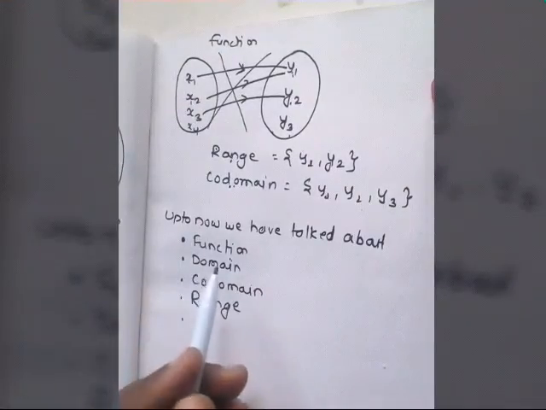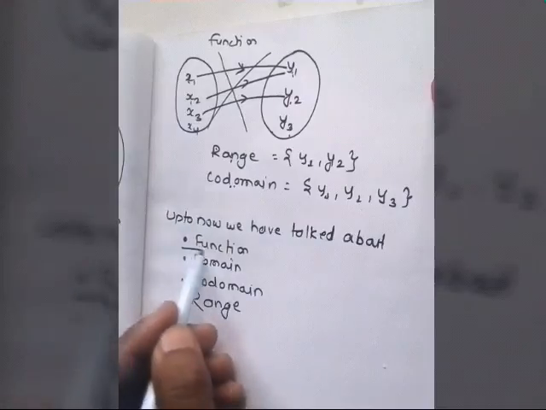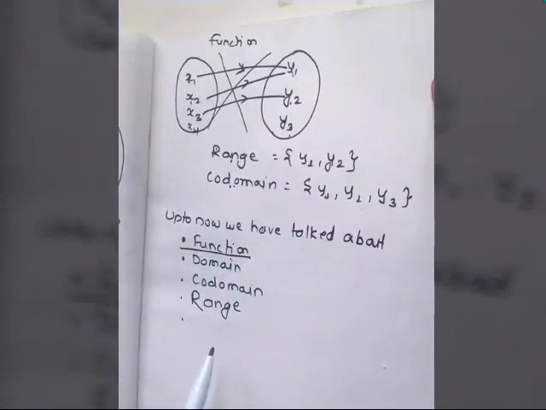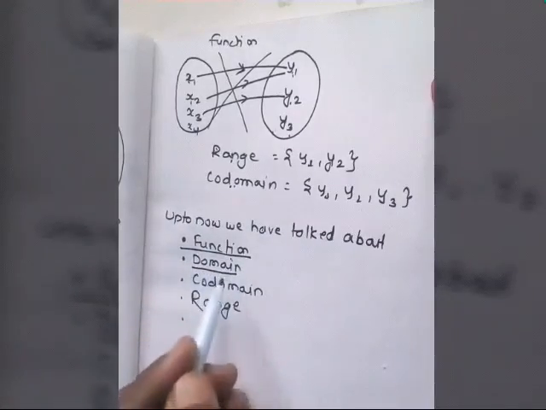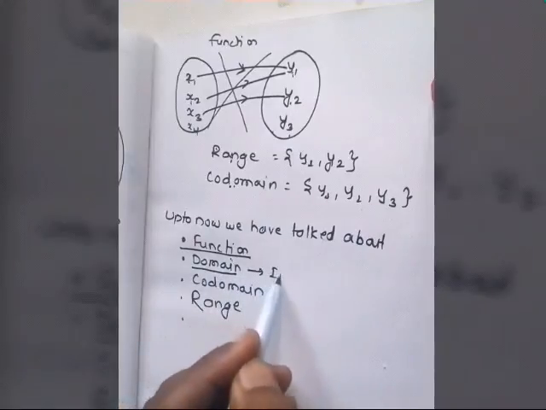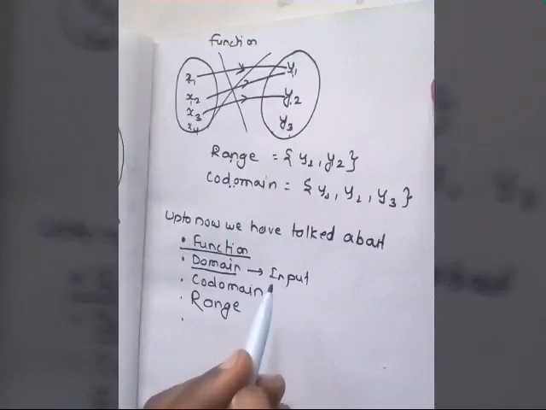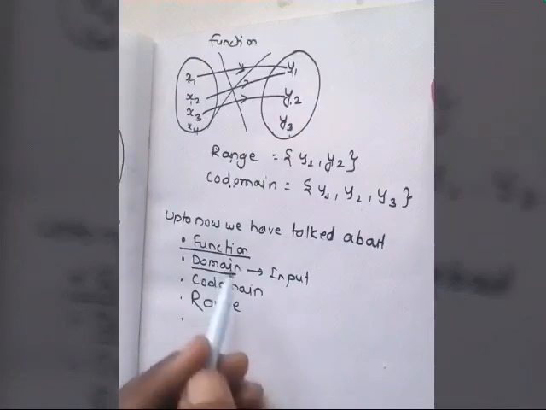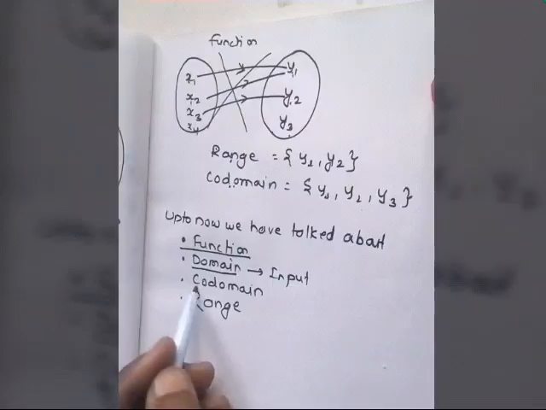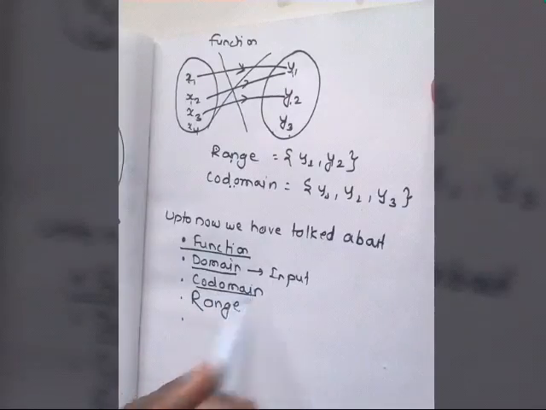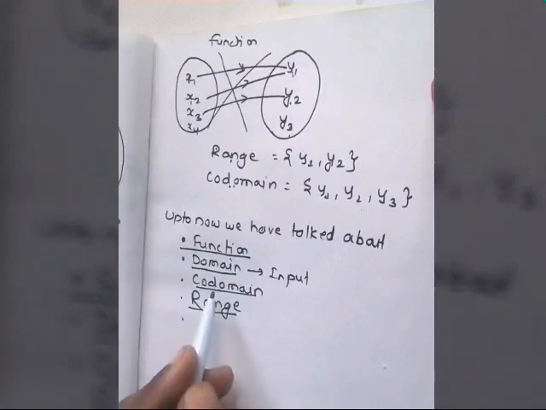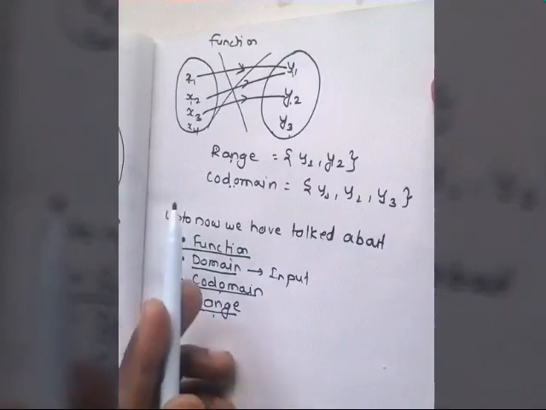So up to now we have talked about function as a correspondence or a rule, and we talked about the domain. The domain is the input set, and no member must be left out. All the members of the domain must be associated. Similarly, we talked about the codomain, which is the output set. And we talked about the range. There is a difference between codomain and range, which we just discussed above.